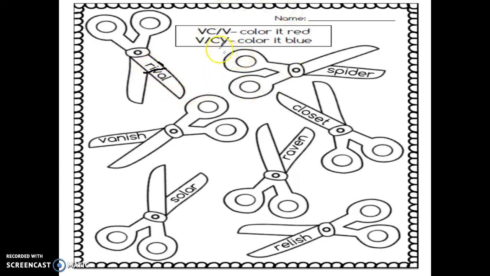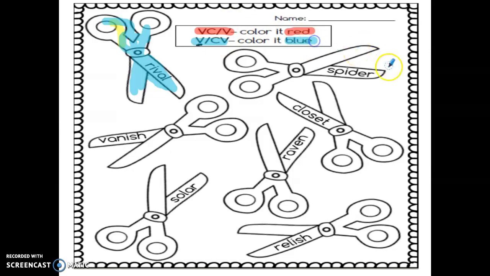So in this situation, we have our open syllable. The syllable breaks right after a vowel. The vowel is making its long sound. So we're going to color this one blue, okay, because that's what the directions say here. If it's the VCV pattern where the syllable breaks after the vowel and the vowel is going to make its long sound, we're coloring it blue. But if the vowel is followed by a consonant before we break the word apart into syllables, we're going to color it red.